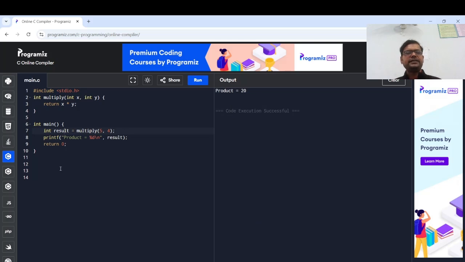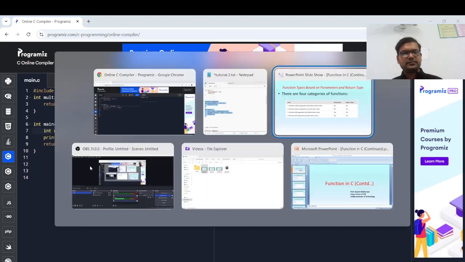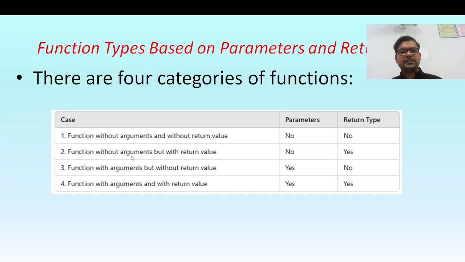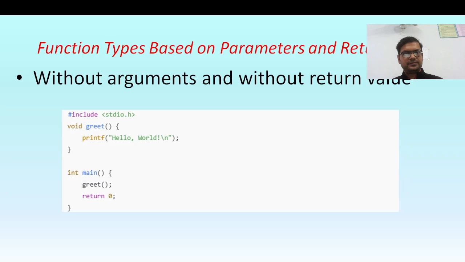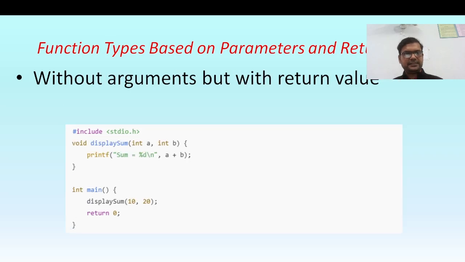So there are four kinds of function based on their return value and argument. Apart from user defined function and library function, a function can also be of four types: with argument, without argument, with return value, without return value. Right, we have already discussed this.